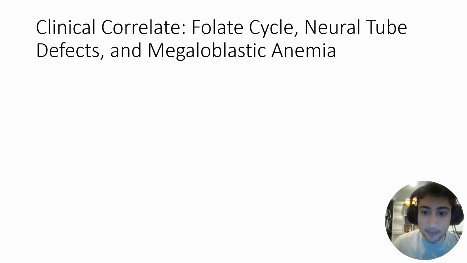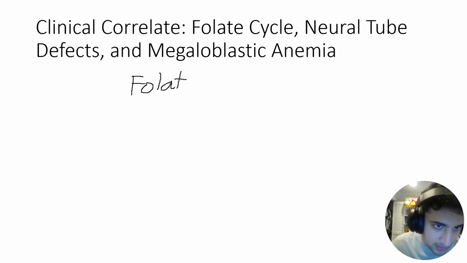So we're going to talk a little bit about the folate cycle, since that's very pertinent here, because the most common cause of spina bifida and failure of the neural tube to close, most neural tube defects, are related to a deficiency in folate. So to keep it simple, folate has a cycle, and in that cycle, it interacts with vitamin B12.